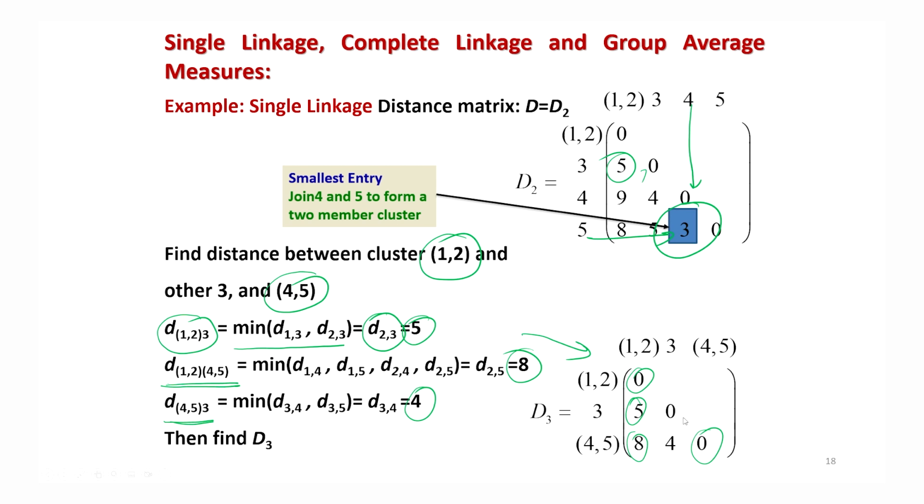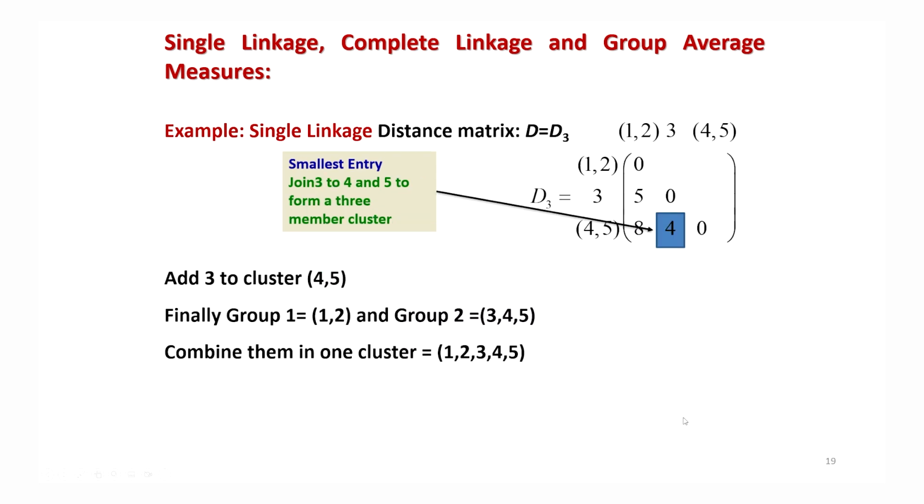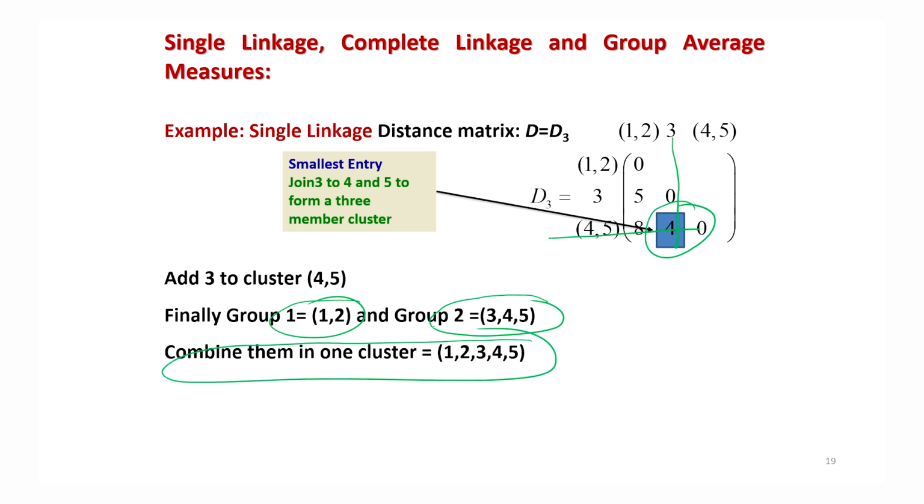After this you again try to find the minimum entry in this matrix, which is now 4. So 3 and 4, 5 will be joined together. This new cluster will become 3, 4, 5 in the group 2, and one cluster will remain as 1 and 2. Now if you want to go further, then there will be only one cluster containing all the observations 1, 2, 3, 4 and 5.